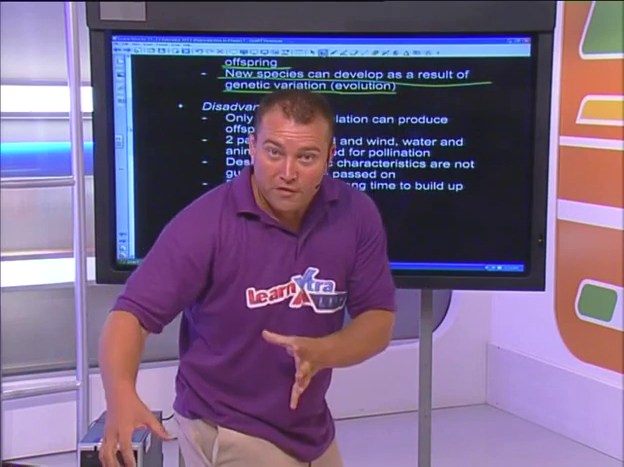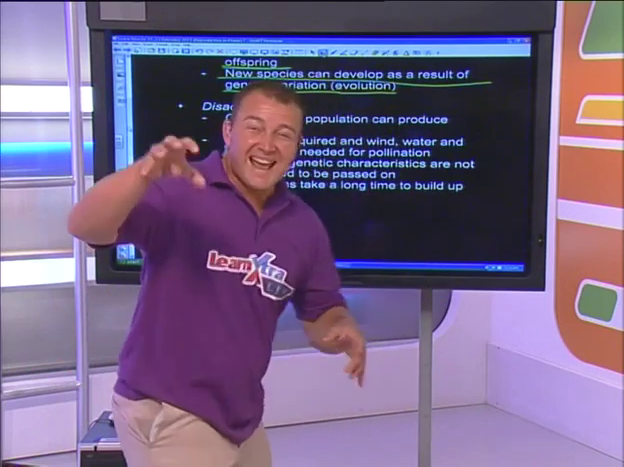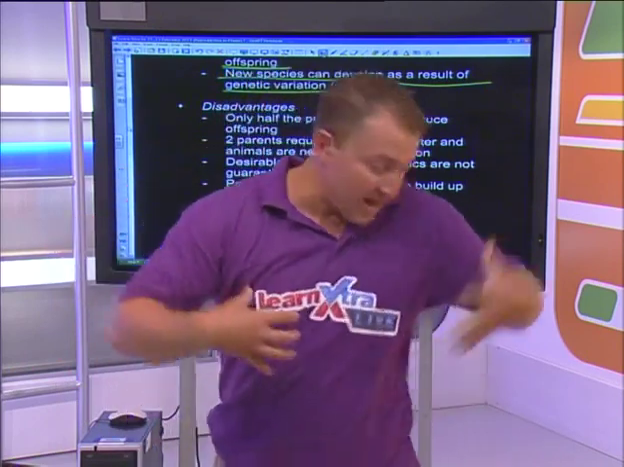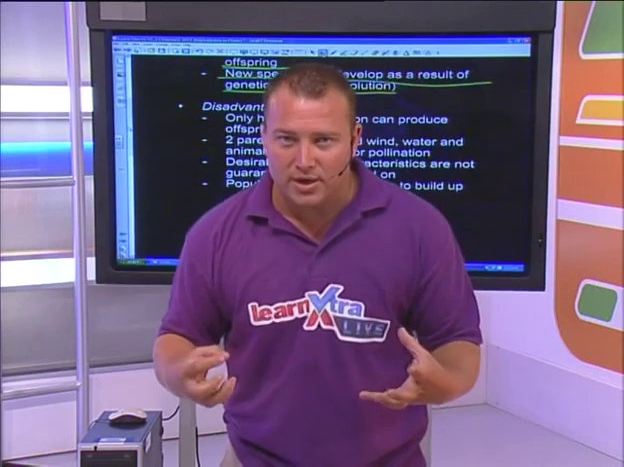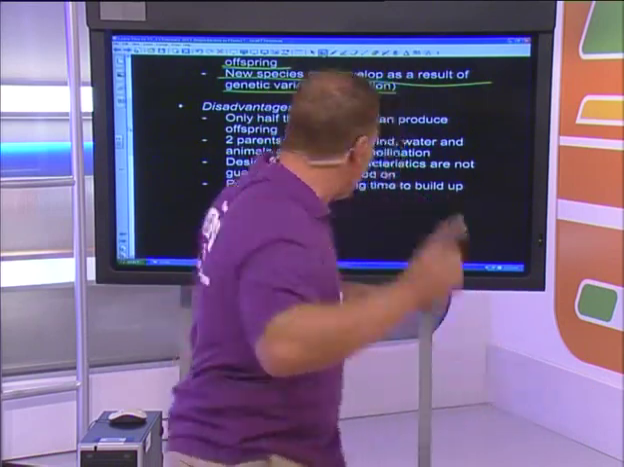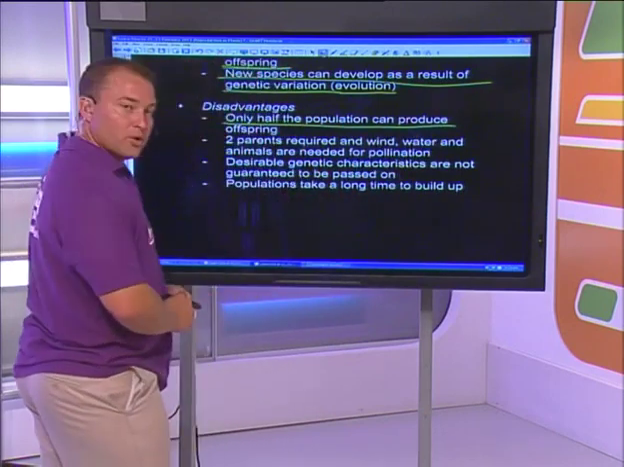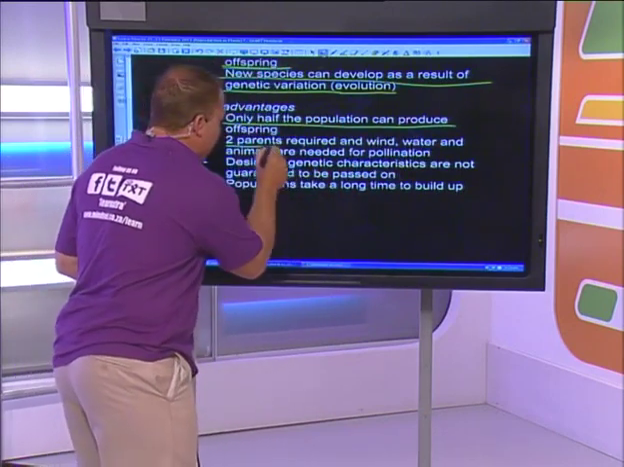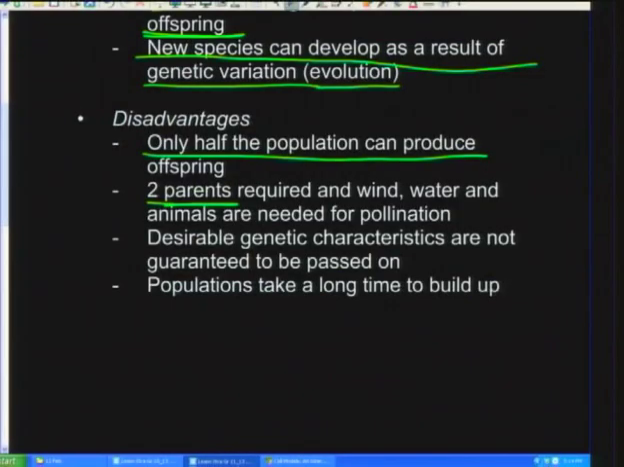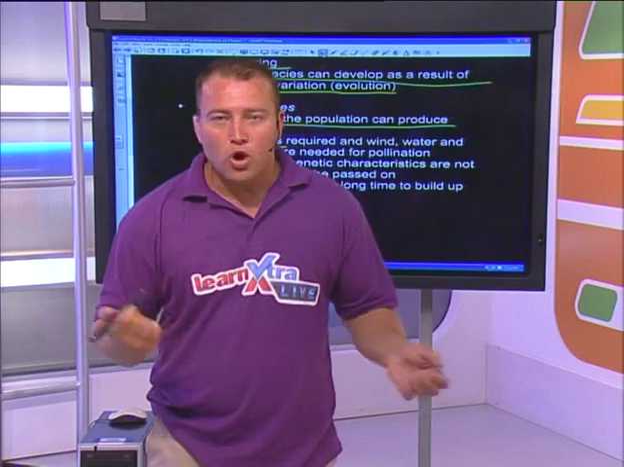So only half of us can produce offspring, whereas with asexual reproduction, whether I'm male or female, I can make another plant. Very, very important. That's the first thing: only half the amount can actually do it. Of course, I've spoken about it: two people are needed. Without the other one, you can't do anything.